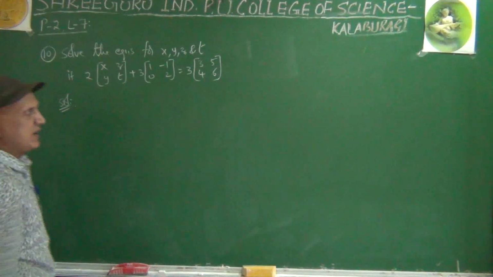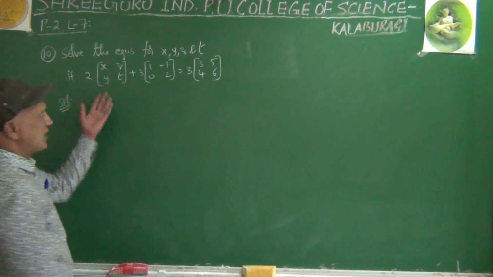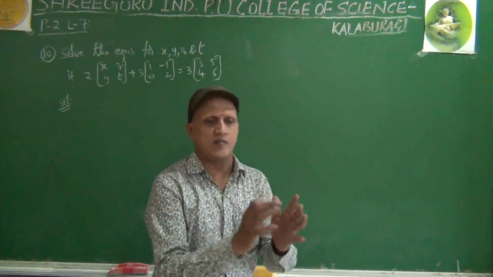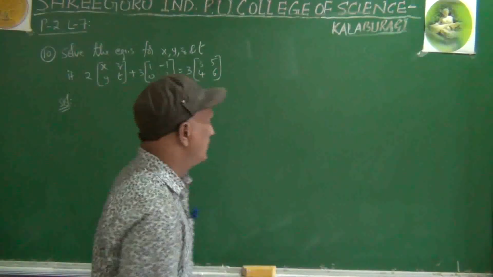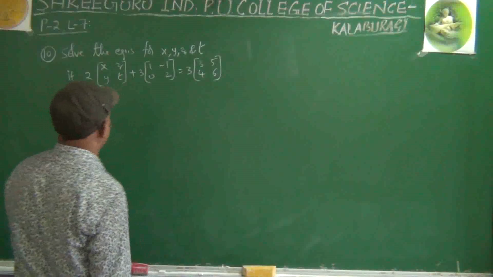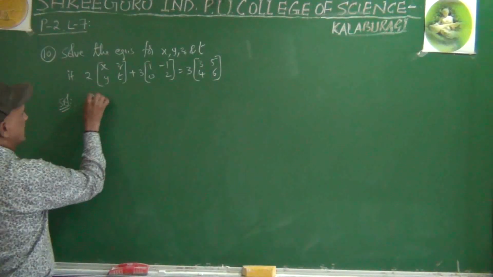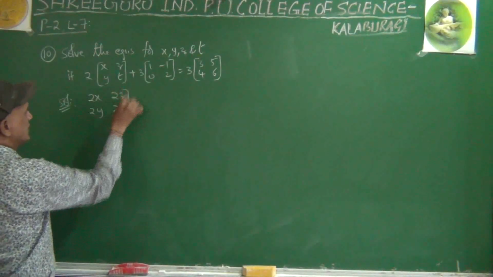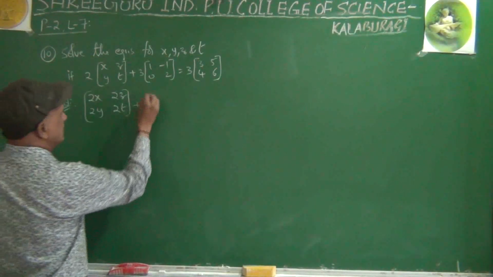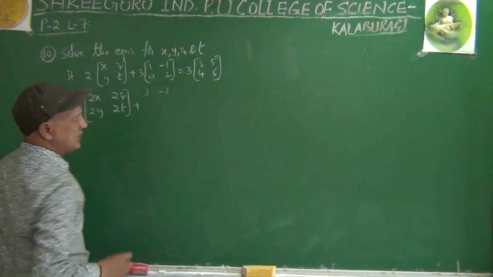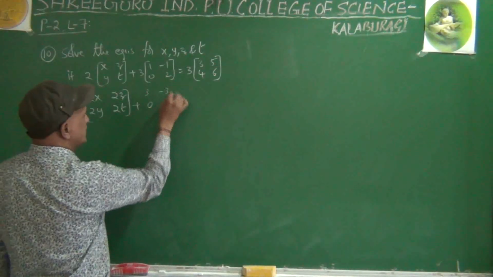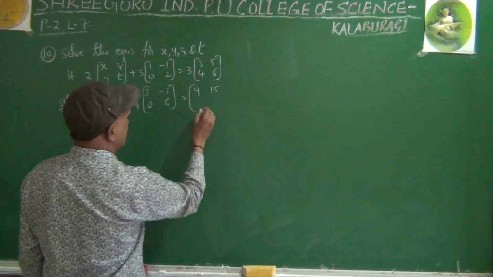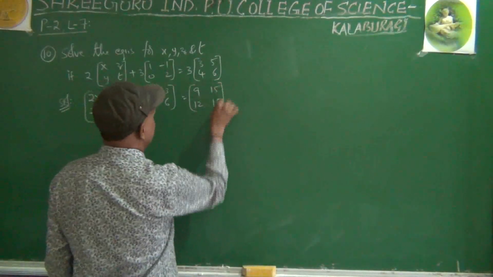You no need to wait for me. Scalar multiplication you know, addition of the matrices you know, equality of matrices also you know. You just go through. You just make it fast. 2 into x 2x, 2 into z 2z, 2 into y 2y, 2 into t 2t. Okay, scalar multiplication. 3 ones are 3, 3 into minus 1 minus 3, 3 into 0 0, 3 into 2 6. 3 3s are 9, 3 5s are 15, 3 4s are 12, 3 6s are 18.